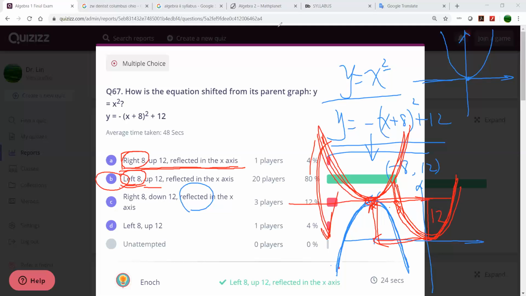Any questions? So this one, actually, I didn't talk during, but it really surprised me. Most of the people are correct. So you can see the first initial is right here, and move 8 units to the left and move up 12 units and then flip over, right?